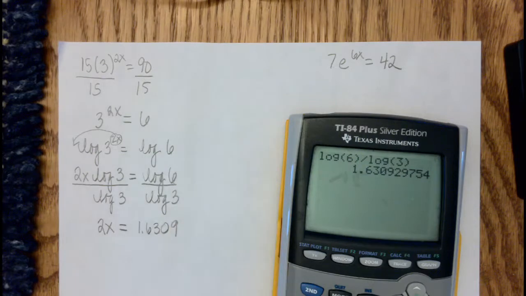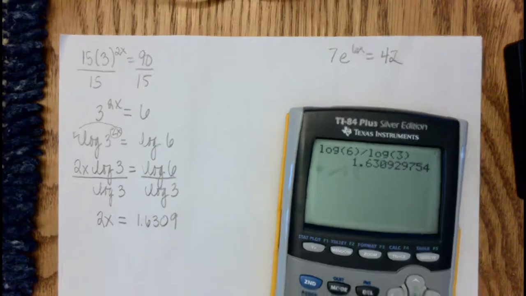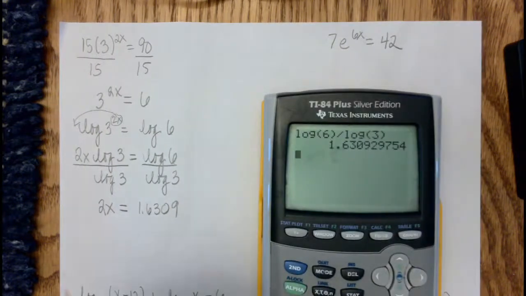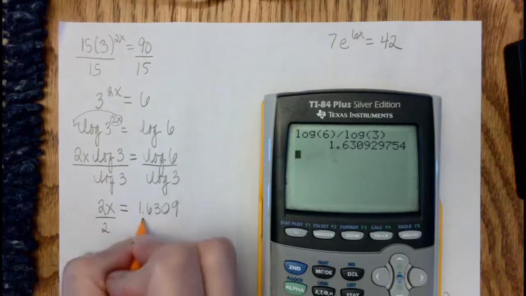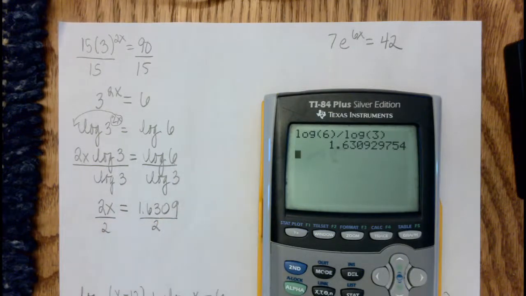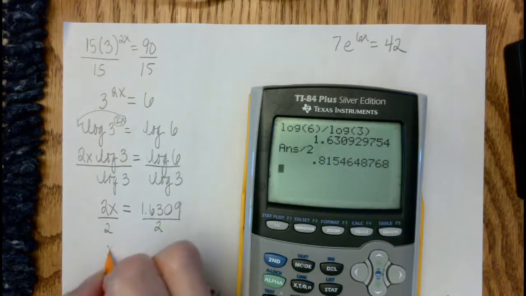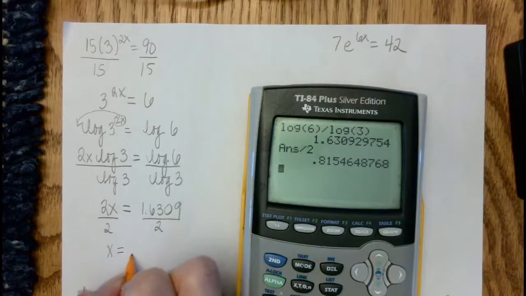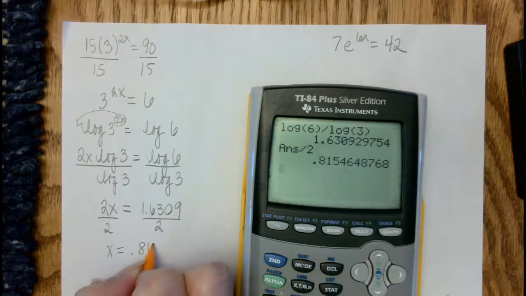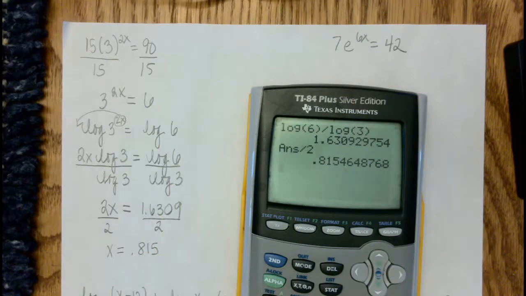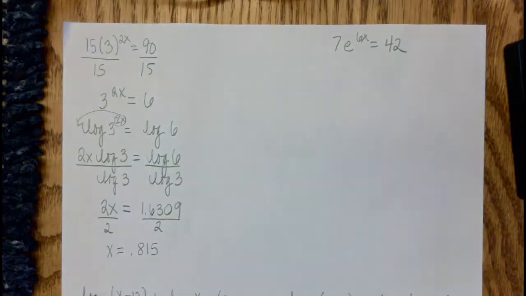I'm just going to write 1.6309. But as we finish here, you see it's 2 times x. We're going to divide both sides by 2. So again, going back to the calculator, we divide by 2 the number that was already in our calculator, and we get 0.815 for our answer on that particular problem.